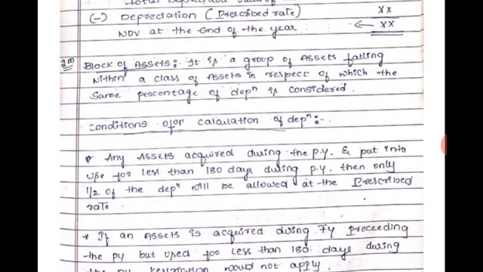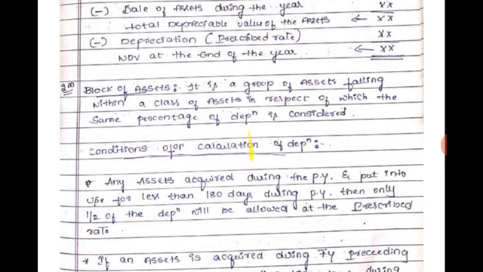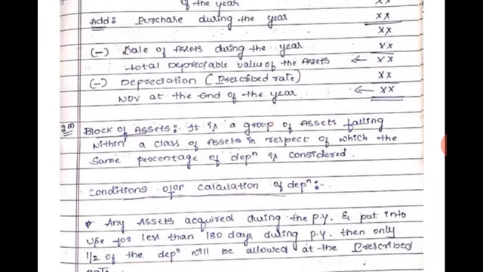Before going to the calculation of depreciation, we have to see this condition. The first one: an asset acquired during the previous year must be put to use for at least 180 days during the previous year, otherwise only half of the depreciation will be allowed at the prescribed rate. Whatever asset we purchased or acquired in the previous year must be used for 180 days or more. If we put the asset to use for less than 180 days, in that case we consider half of the prescribed percentage.